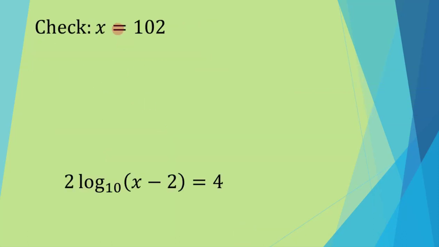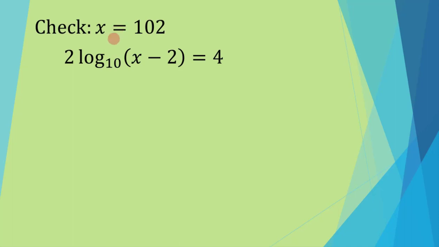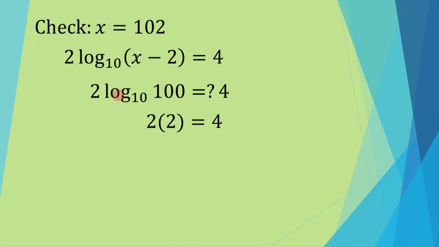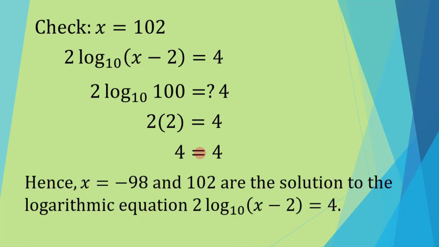Next, checking if x equals 102 is still a solution. In the original logarithmic equation, substituting 102 minus 2 here, that becomes 100 times 2. Evaluating this part, log of 100 to the base 10 is 2. Times 2, it's 4. 4 equals itself.